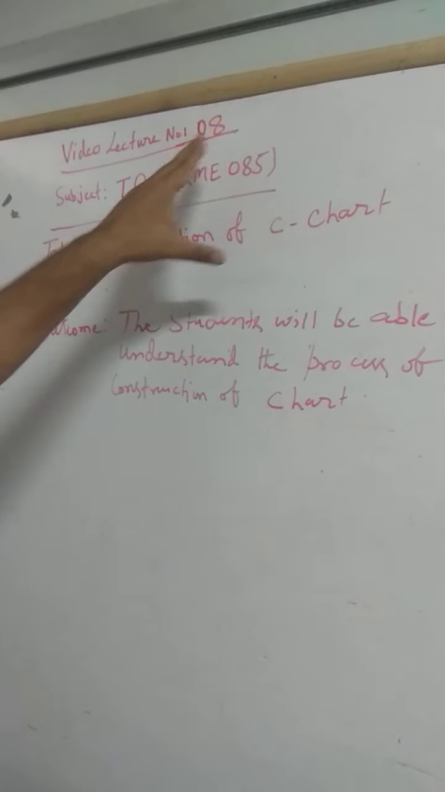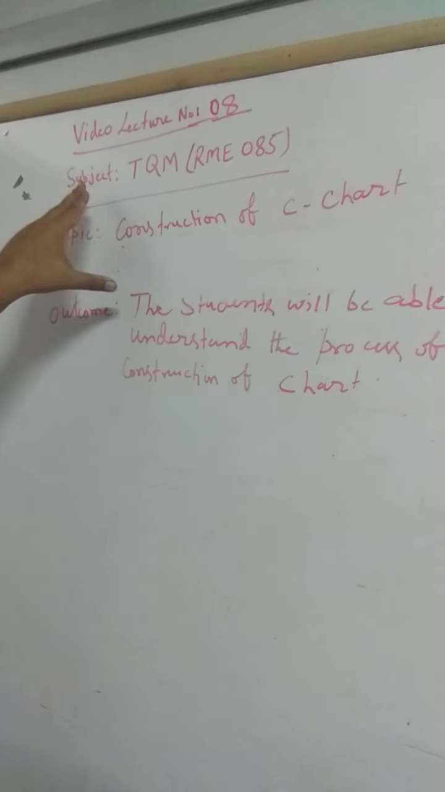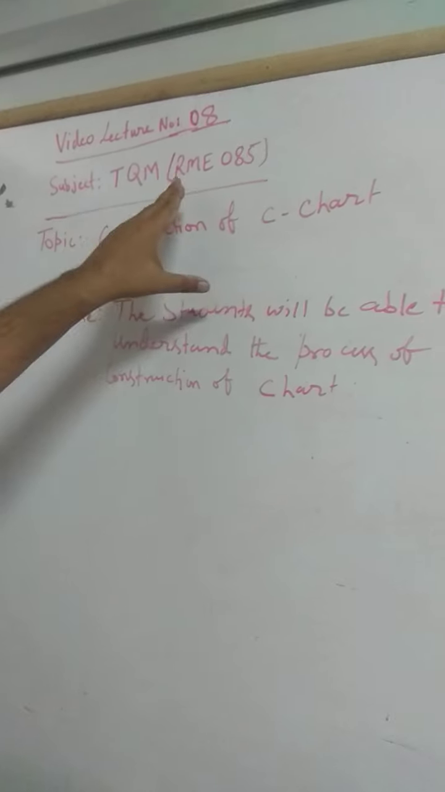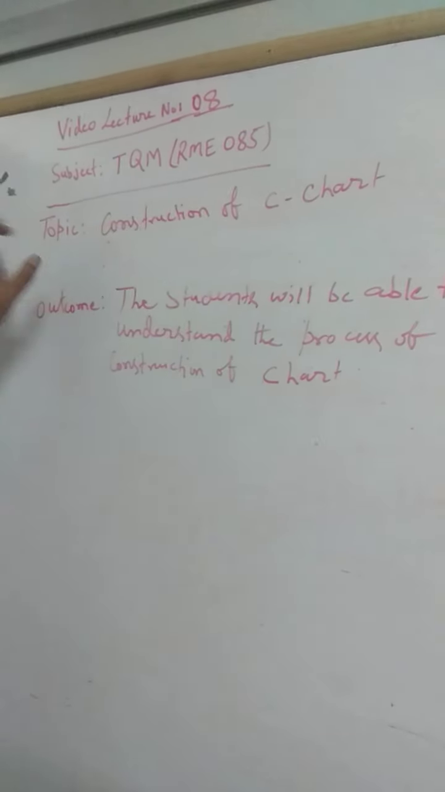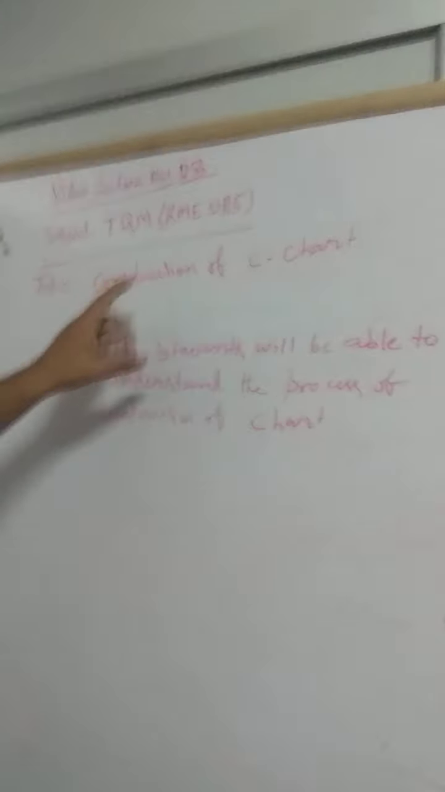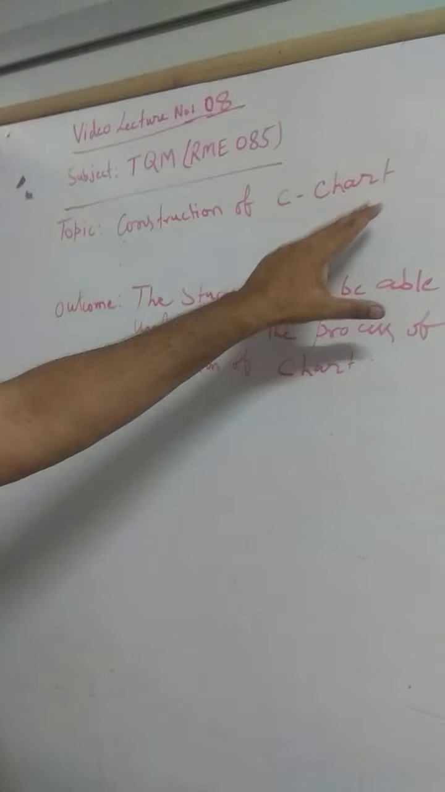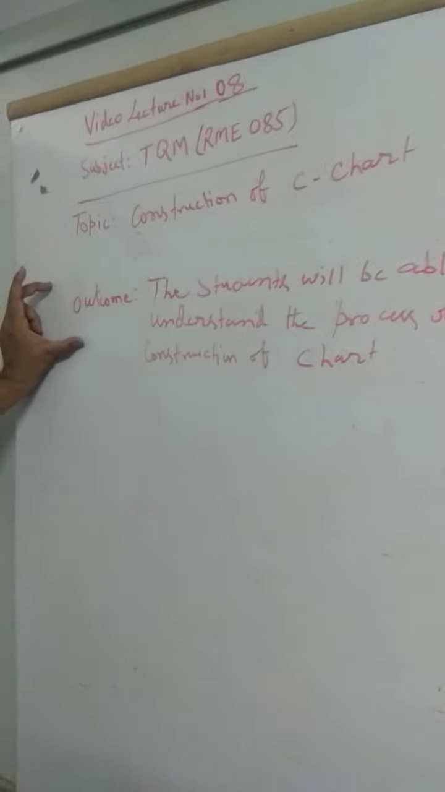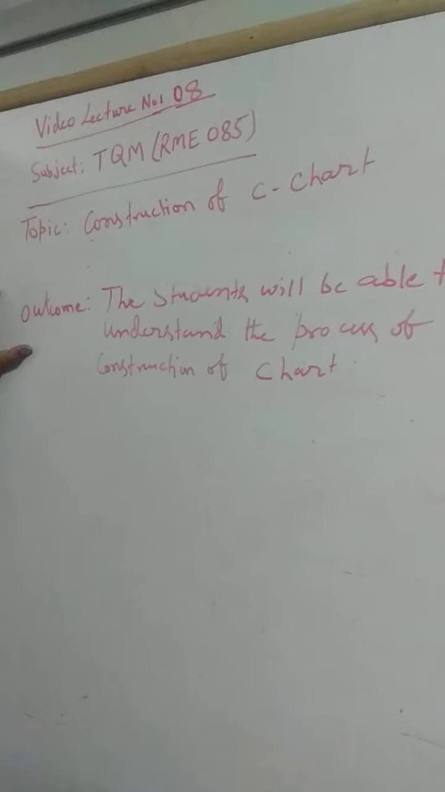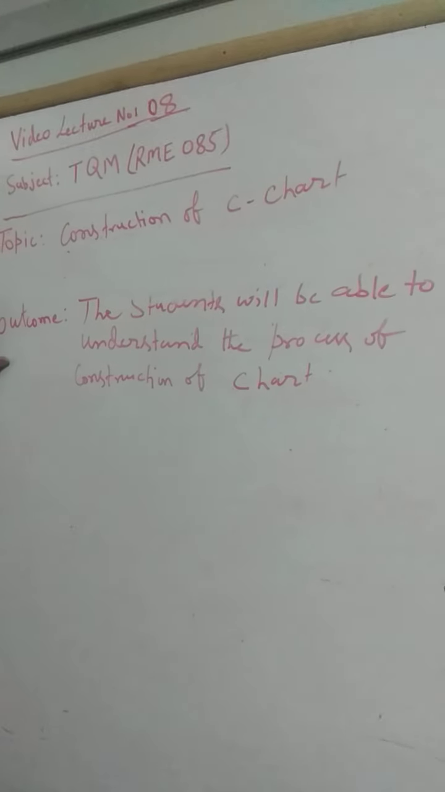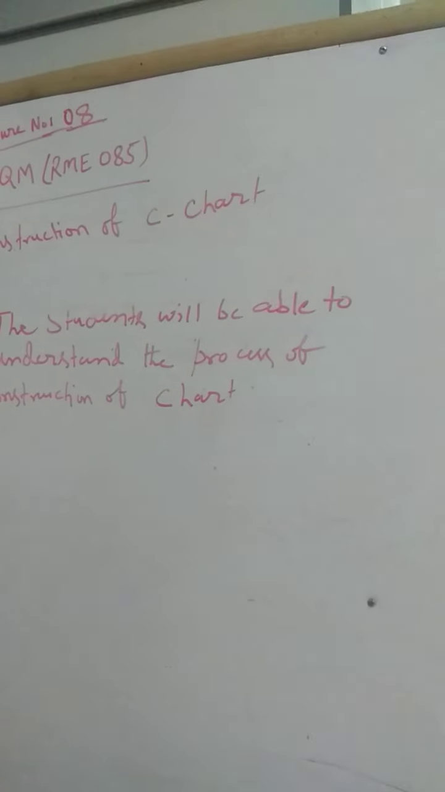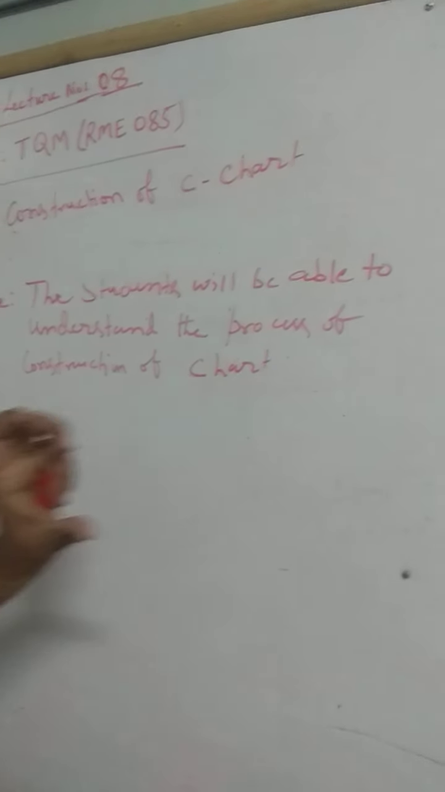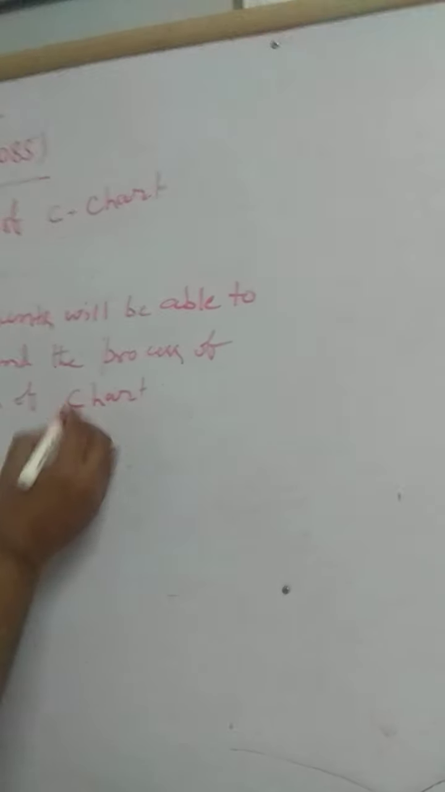Welcome to video lecture number 8 for the subject TQM. As per AKTU, its code is RME 085. The topic of this lecture is the construction of the C chart, and after going through this lecture, the students will be able to understand the process of construction of the C chart.